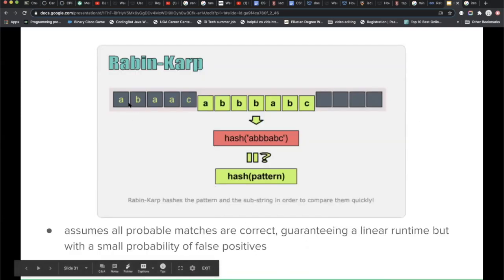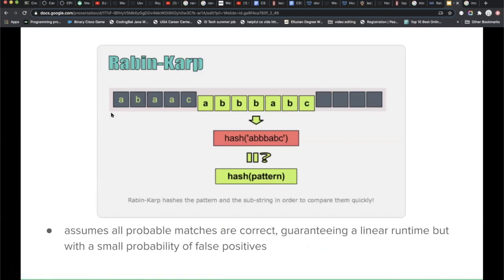So here's an example. If we had this as the main text and we repeatedly take substrings of the text, as seen here, and then we hash that value, we would already have calculated the hash of the pattern since that's not changing. Then we can just compare the hashes and that would tell us if there's a match. This assumes all probable matches are correct, guaranteeing a linear runtime, but with a small probability of false positives.